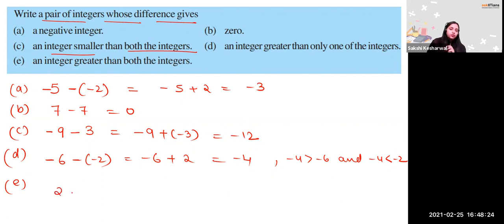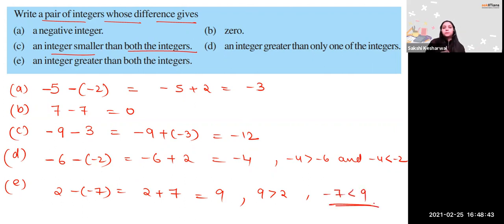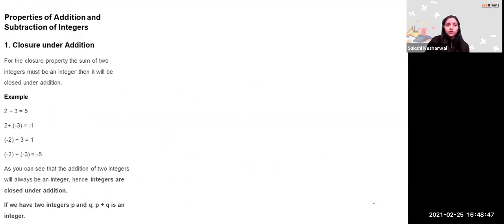Like 2 minus of minus 7, right? So this is equal to what? 2 plus of 7, which is equal to what? 9. That's it. So we say that 9 is greater than 2, right? And minus 7 is less than that of 9. That's it. So you get the answer. This is how you must proceed, and a little bit of thinking process is required.